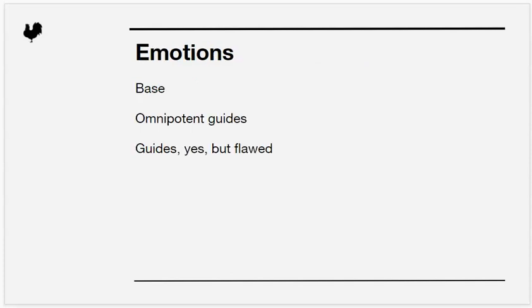Or we could express this dichotomy in emotions. Emotions are either base, omnipotent guides, or they're guides, yes, but they can be flawed, and we need to analyze the emotion. It is full of information, but it's not information that is readily available to us without error. We can still misinterpret them.